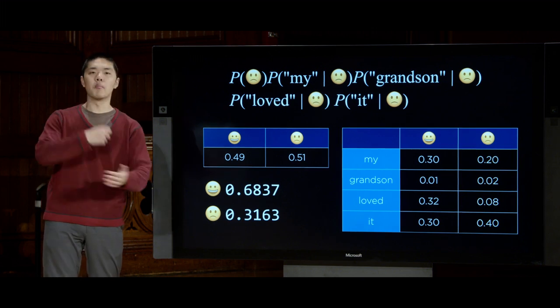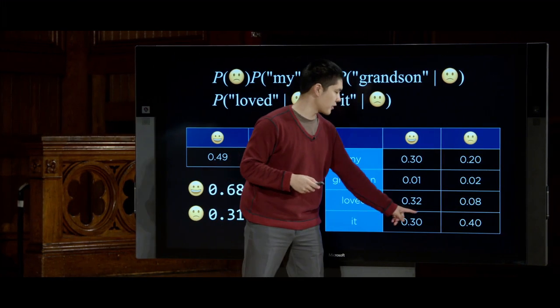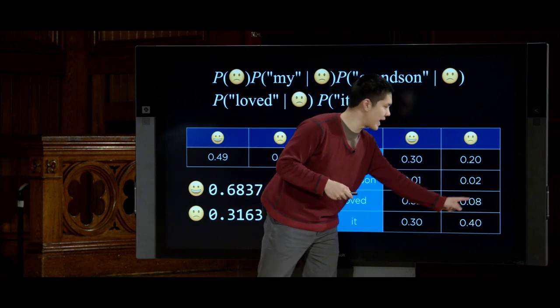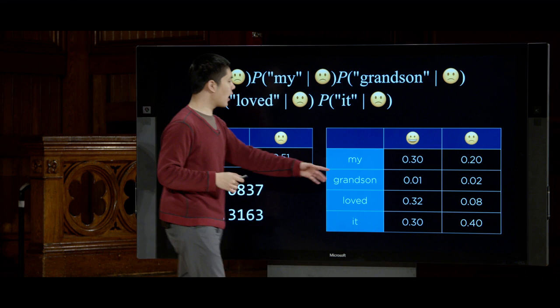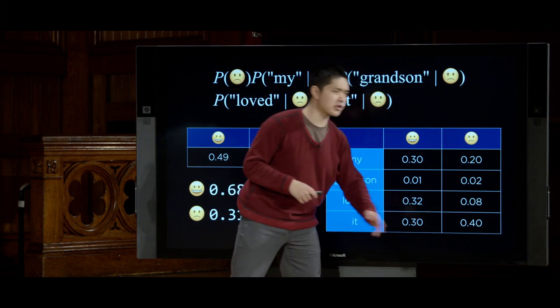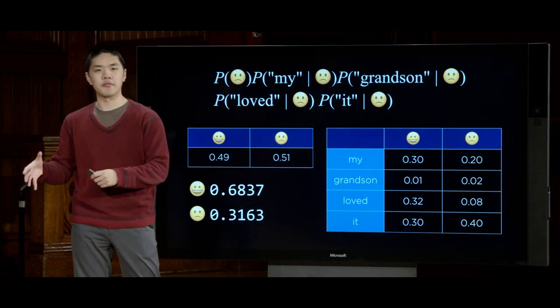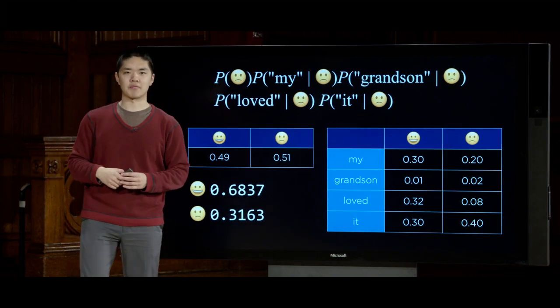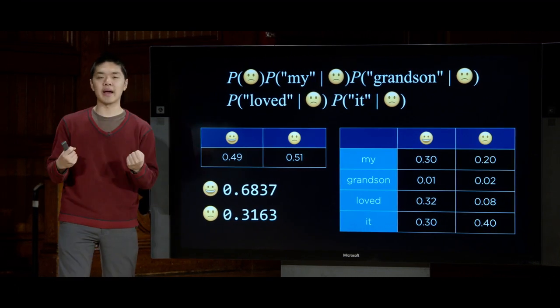Well, it seems like we're more confident than not, because the word "loved" showed up in 32% of positive messages, but only 8% of negative messages. So that was a pretty strong indicator. And for the others, while it's true that the word "it" showed up more often in negative messages, it wasn't enough to offset that "love" shows up far more often in positive messages than negative messages. And so this type of analysis is how we could apply naive Bayes.